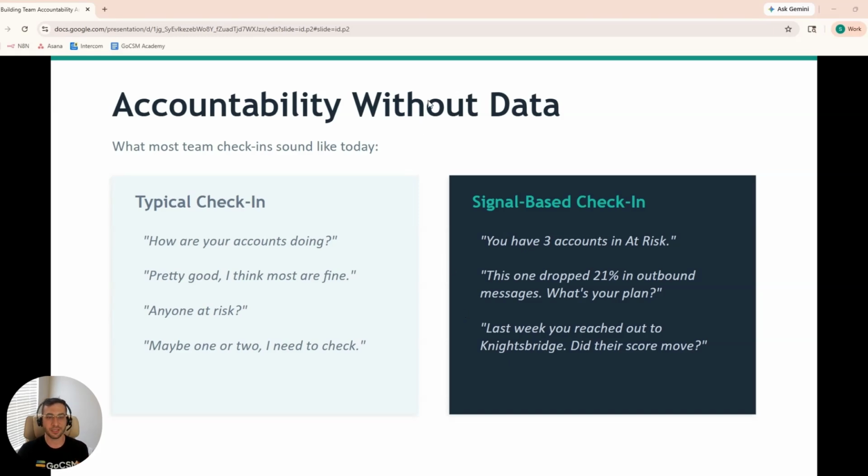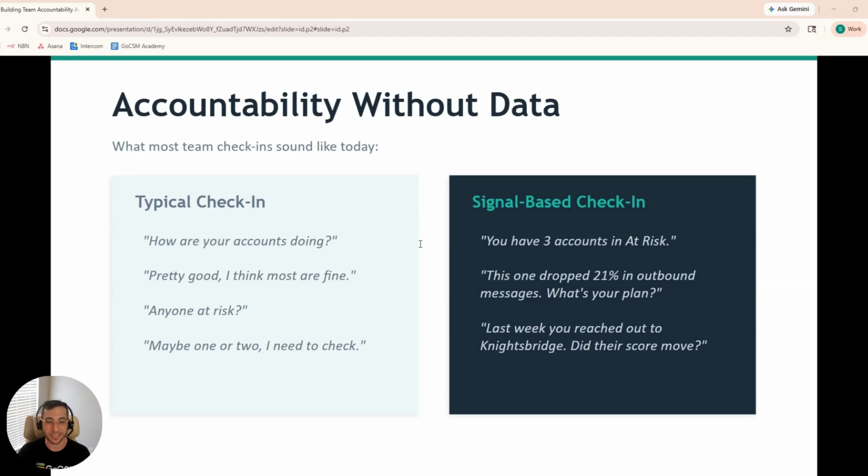This is what most team check-ins look like. How are your accounts doing? Oh, pretty good. I think most are fine. Is anybody at risk? Maybe one or two I need to check. So this conversation is super basic and it gives you nothing to act on.